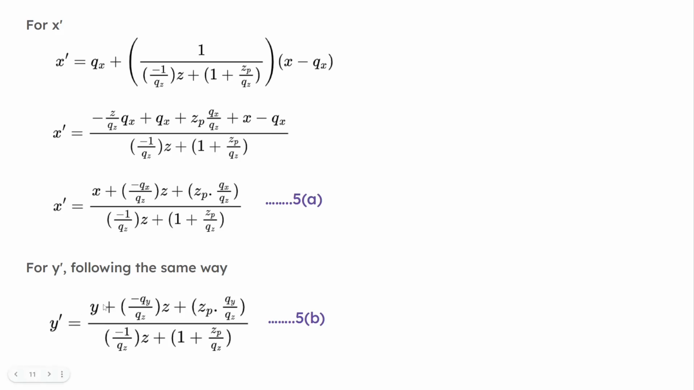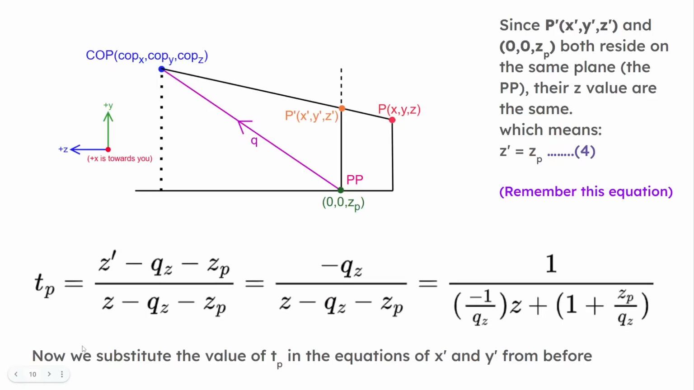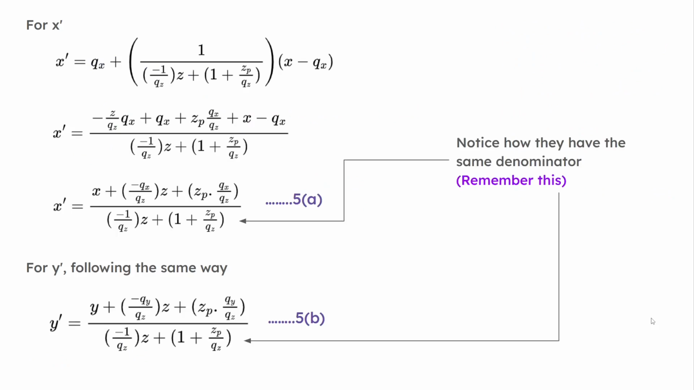So in case of y prime, the expression will look similar, but in places of x, it will just be y. One thing you may notice is that both of the equations for x prime and y prime have the same denominator, which was initially in our TP equation. So the TP equation had this denominator, and our x prime and y prime equations have this same denominator. So we can replace this denominator with a certain value of w, which we'll do next.